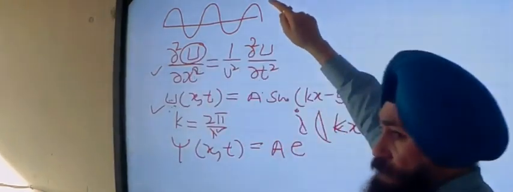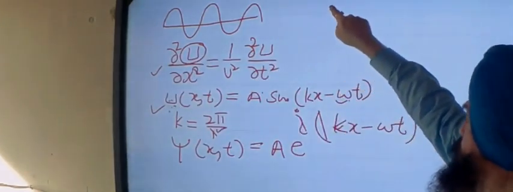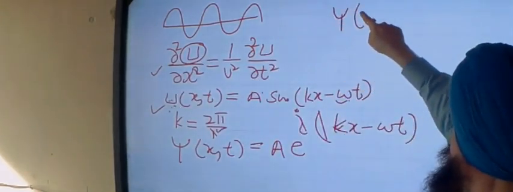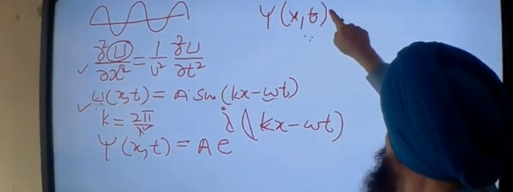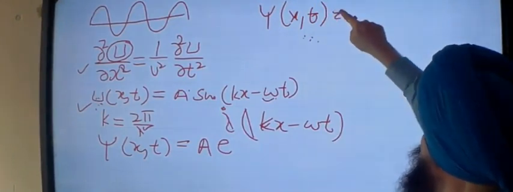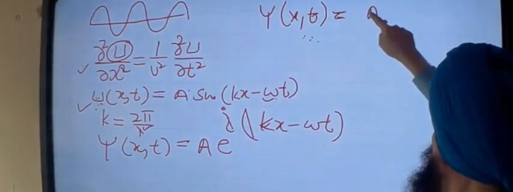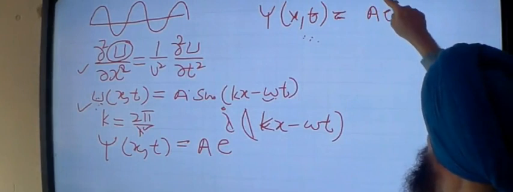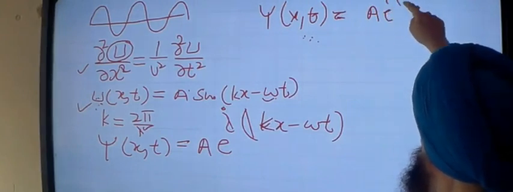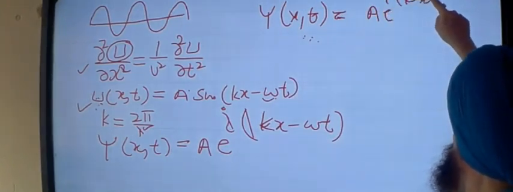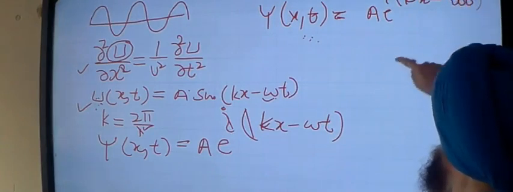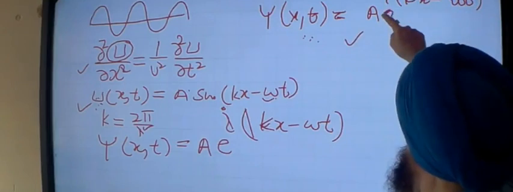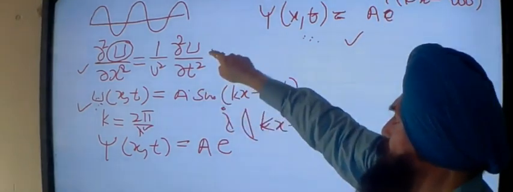Again, psi(x,t) = A e^(i(kx - ωt)). This is also the solution of this equation.